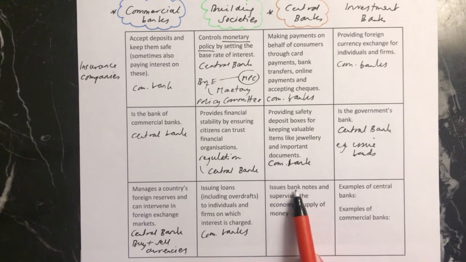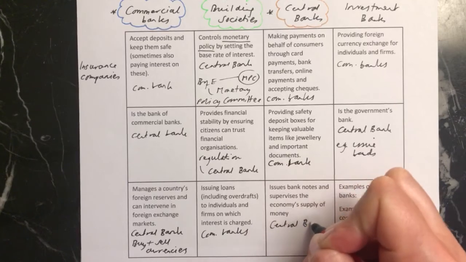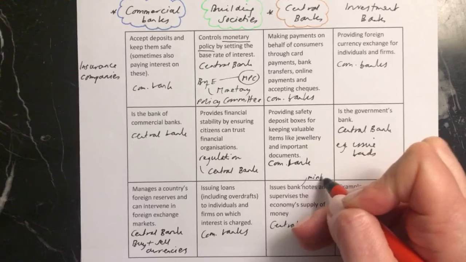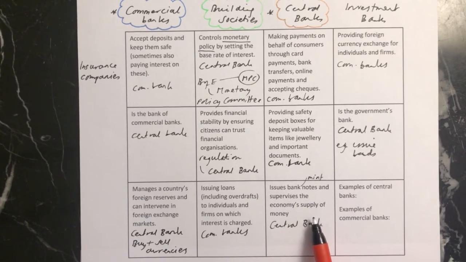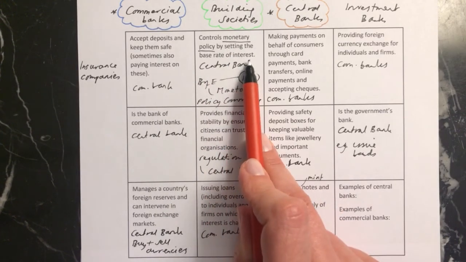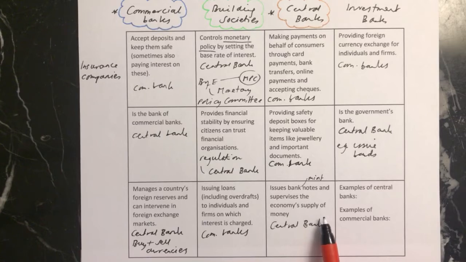The next one, they issue banknotes and they supervise the economy's supply of money. Again, this is a big job. It's done by the central bank. When they issue banknotes, we say that they mint them. That means they're making the banknotes and also the coins. And they can also affect the supply of money. For instance, if they want to increase the supply of money, this would be a type of monetary policy, which is different from changing base rate of interest. They could also increase the supply of money. We call that quantitative easing. That would be done by the central bank.